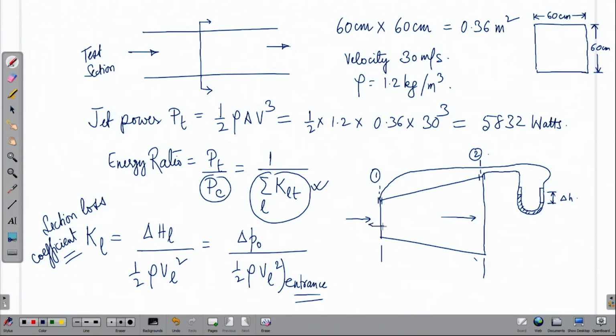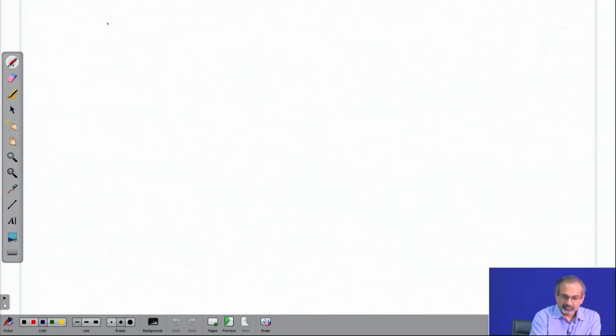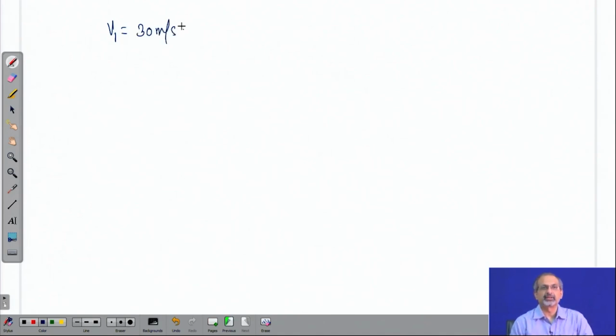Additionally, you can put in pitot-static tubes, and what they will provide you is an assessment of the velocities, V1 and V2. Now, as far as the two sections are concerned, V1 is around 30 meters per second, as we are assuming that the velocity remains constant all through the test section, and it enters with the same velocity into the diffuser. So, V1 is 30 meters per second.